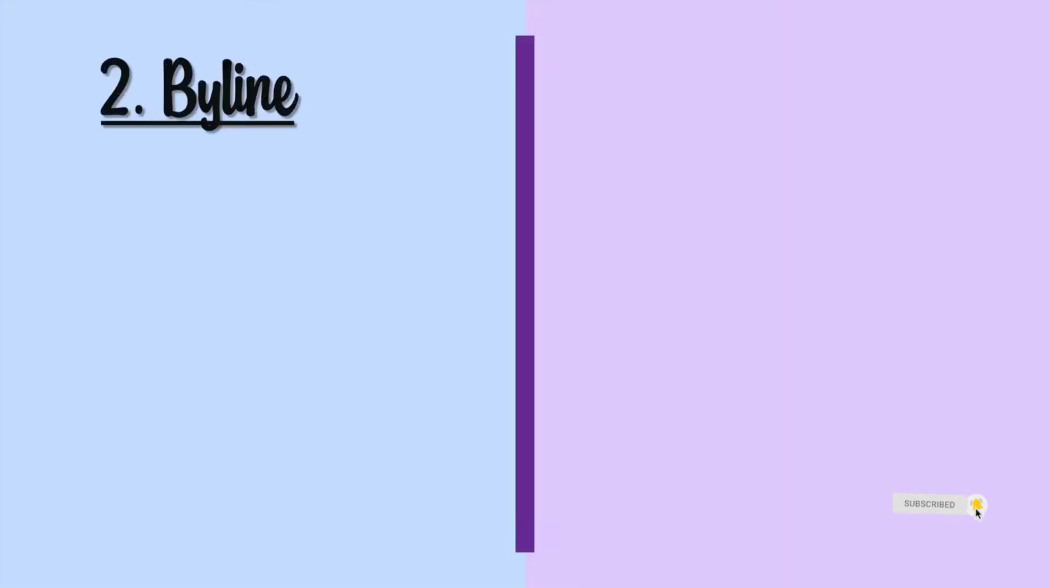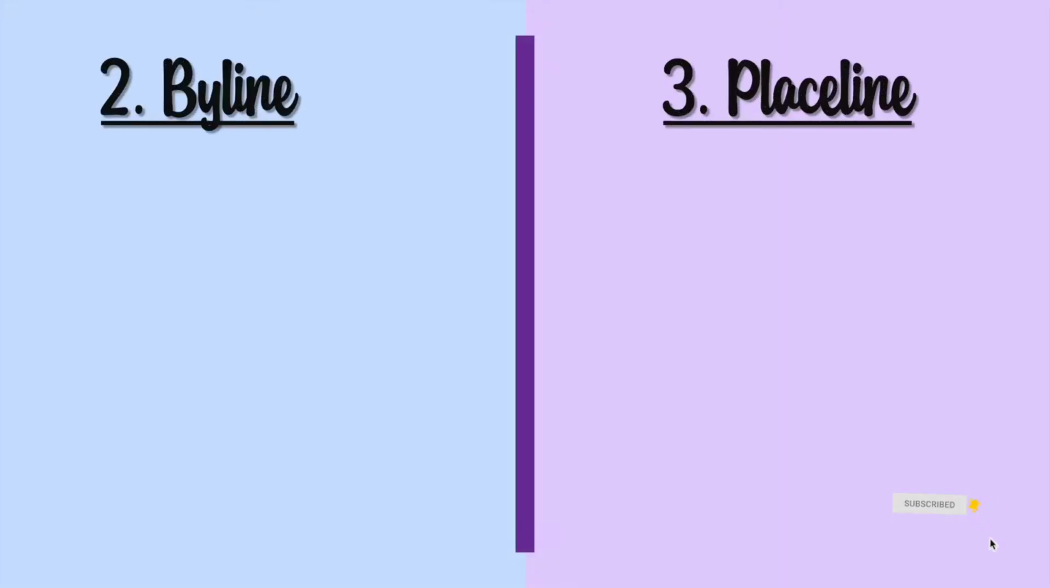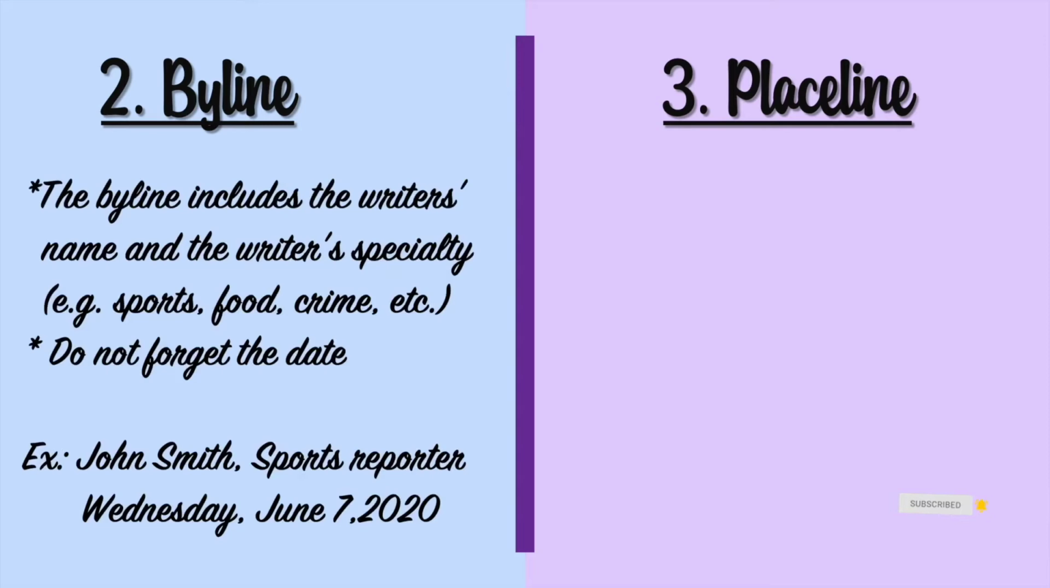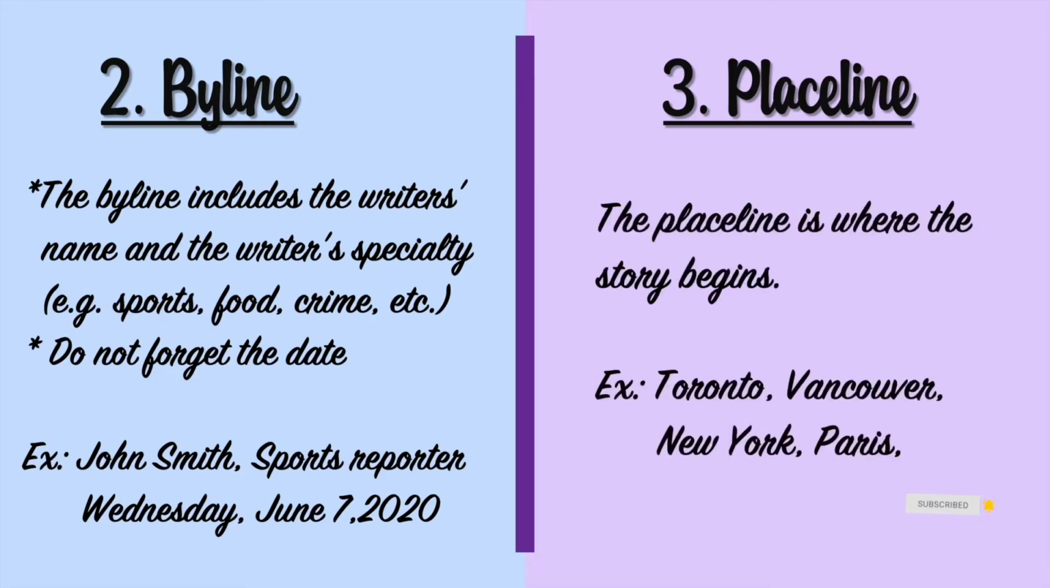Then we have the byline and we have the place line. The byline includes the writer's name and the writer's specialty. Example: sports, food, crime, etc. Do not forget the date here. Example: John Smith, sports reporter. Date: Wednesday, June the 7th, 2020. The place line instead is where the story begins. Example: Toronto, Vancouver, New York, Paris, etc.